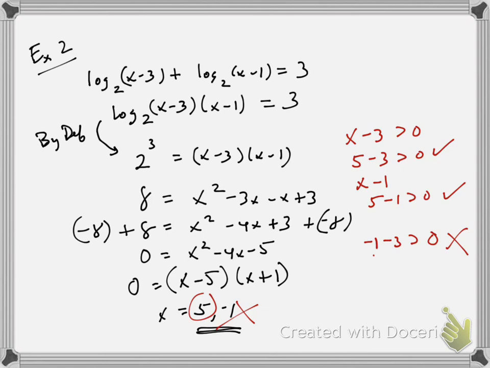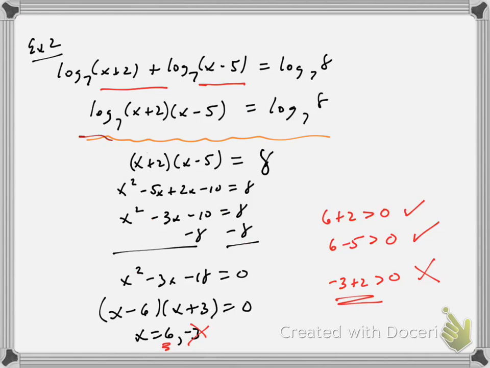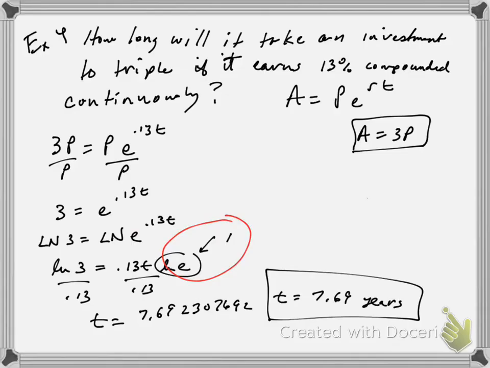So the key step is one time you do it by definition. Another time you just do a logic step because they're the same base. And then the other one is you've got to do rewriting, you've got to take the log of both sides and then you rewrite this using the third property of logarithms, and this is where you're going to the third property to get this part of the expression. Alright, so there are your 3 types.